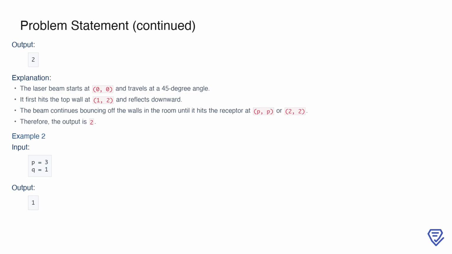Now consider another example where P equals 3 and Q equals 1. Here, the laser reaches the receptor at P, 0, or 3, 0, without needing additional reflections. Therefore, the output for this case is 1.